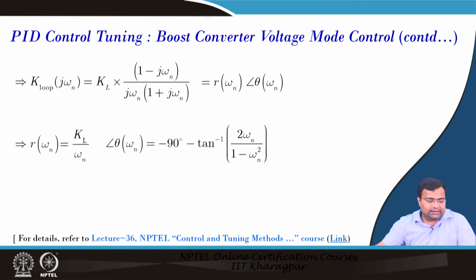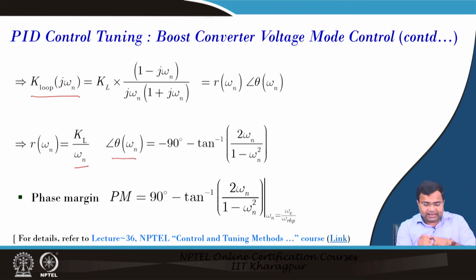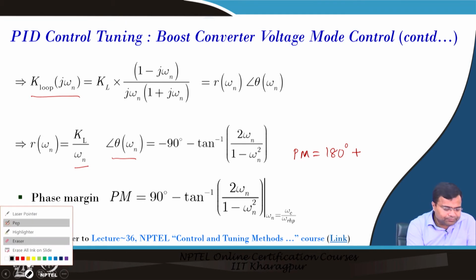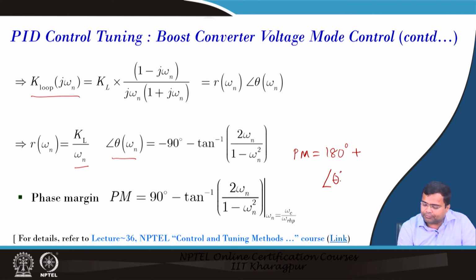Now, once we write it, then we have to design. That means we know the real part and the imaginary part of the loop transfer function frequency response, and the magnitude and the angle. Now, what is phase margin? The phase margin is generally 180 degree plus theta of omega n, where omega n should be equal to omega c by omega RHP. That means it will be theta of omega n, where omega n is computed at the crossover frequency by RHP0. Okay, so this is the expression.